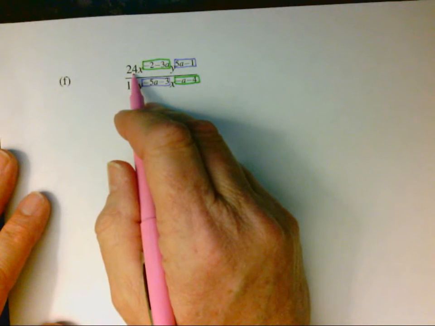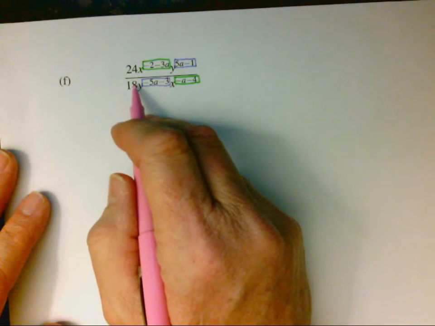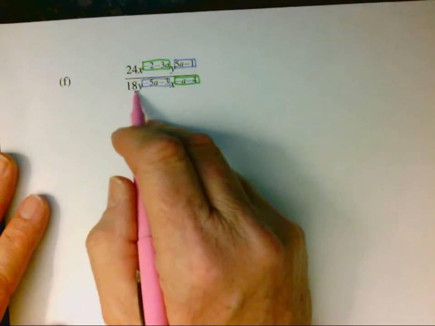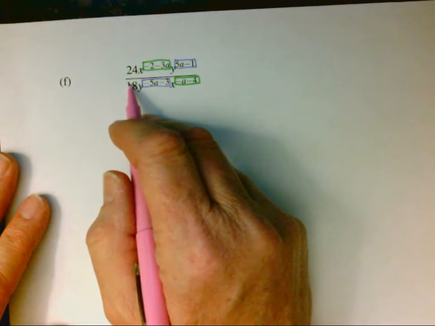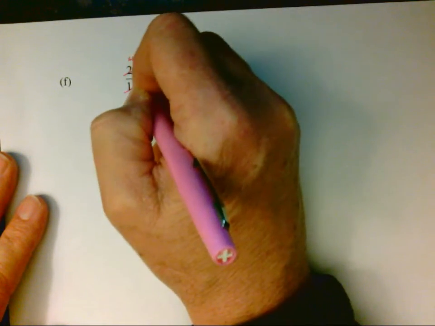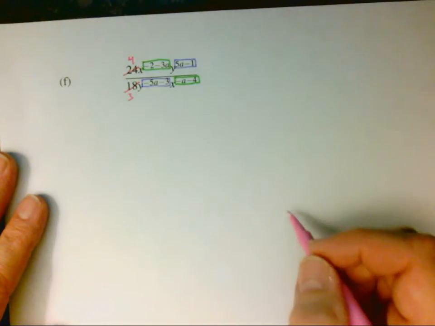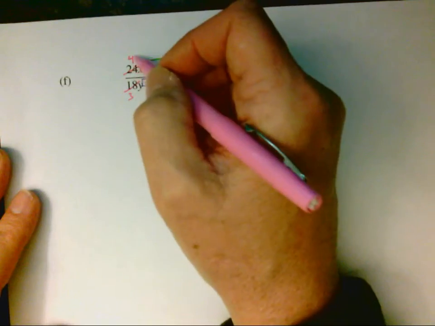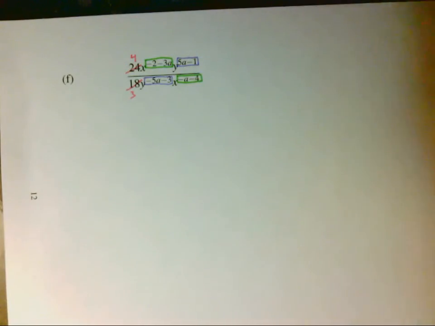Well, 24 is a multiple of 6, and so is 18. If I divide both of these guys right now by 6, I'll be done with the number coefficient part. So I'm going to divide 24 by 6, and I'm going to get 4. I'm going to divide 18 by 6, and I'm going to get 3. So the numeric coefficient part is now reduced.